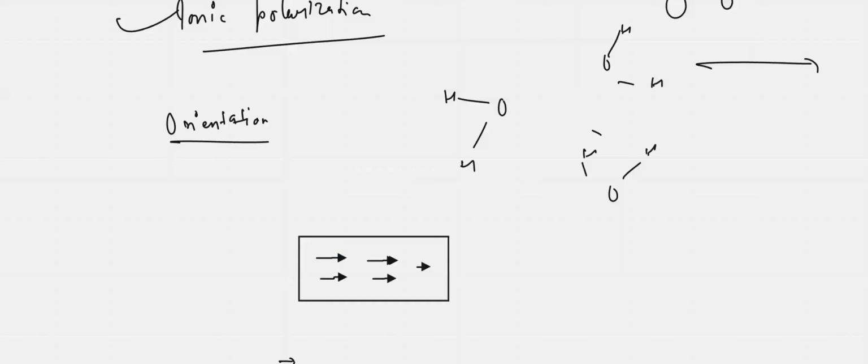Is that clear? About the dielectric strength, what is dielectric strength? That is basically the maximum electric field which a dielectric can withstand without breaking its configuration, without allowing the electricity to pass. Understood?